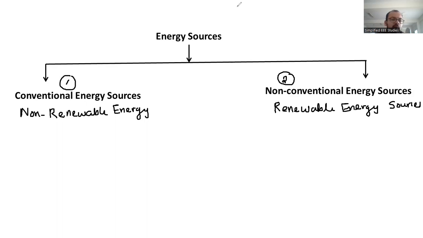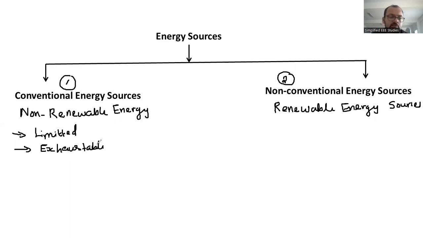Let us understand what the differences are between conventional energy sources and non-conventional energy sources. Initially, I would like to talk about conventional energy sources. For conventional energy sources, the availability is limited. Another important thing is that they are exhaustible sources. Why is it known as exhaustible?